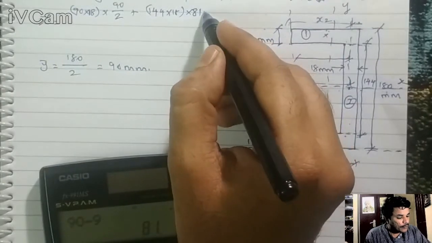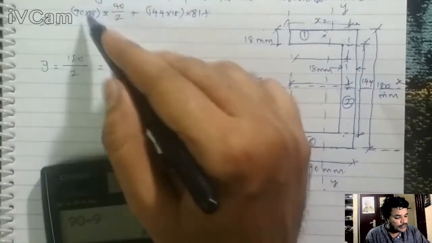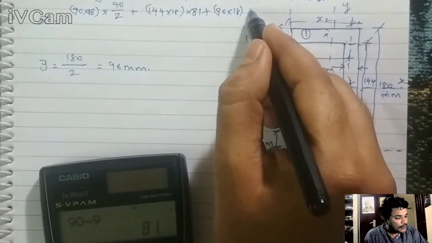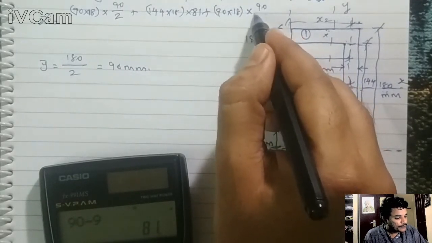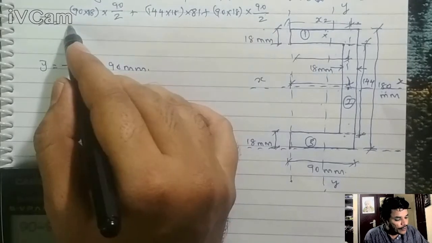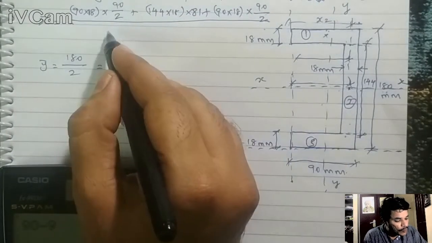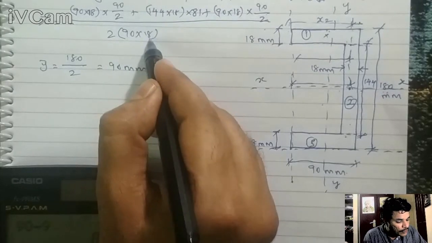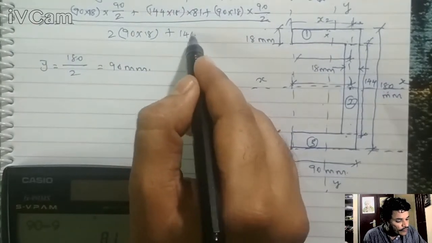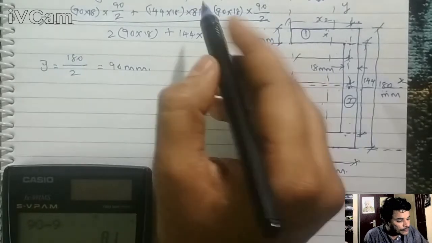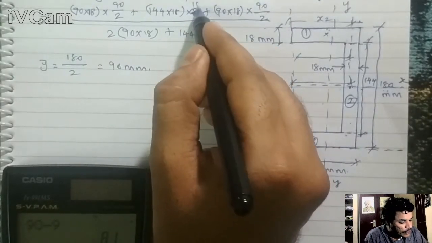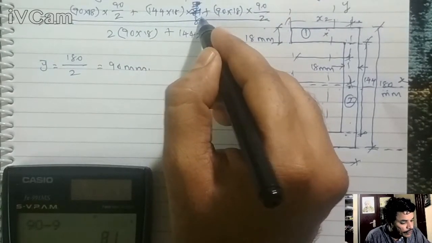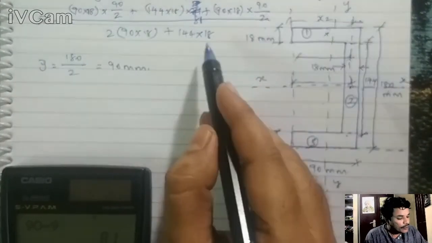Plus the third section is similar to this. So 90 by 18 into 90 by 2 divided by 2 into 90 by 18 plus 144 by 18. Sorry, not 81, 18. Okay, this is 81 because it is the centroid. This is 81. Sorry. Okay, right.